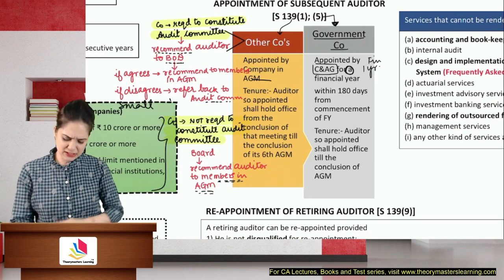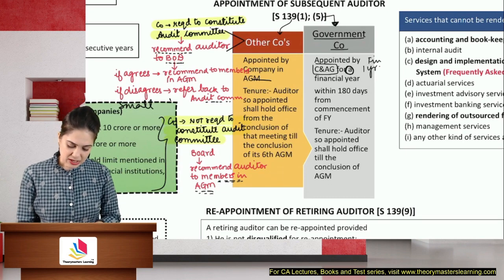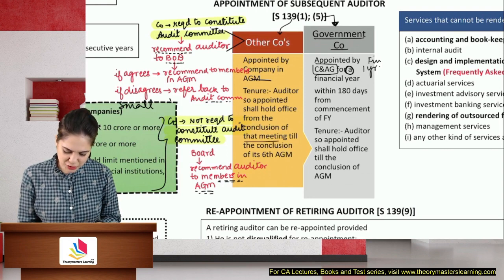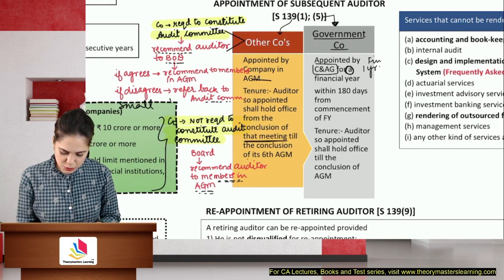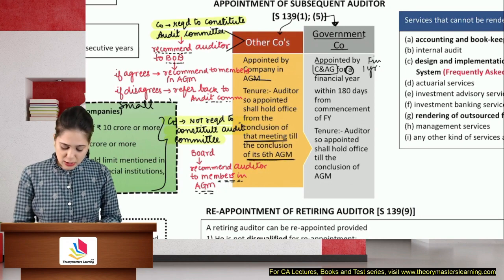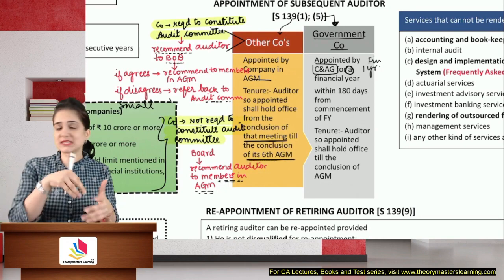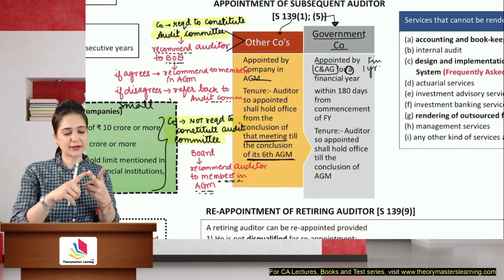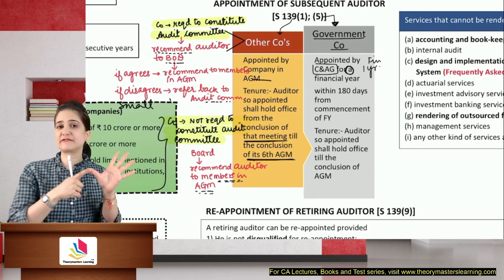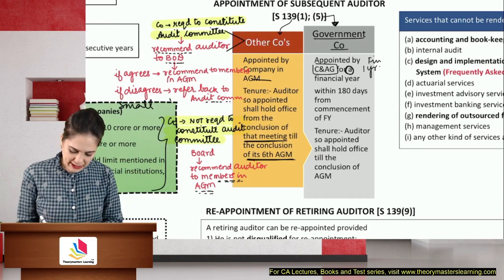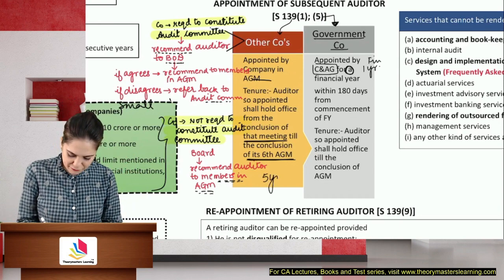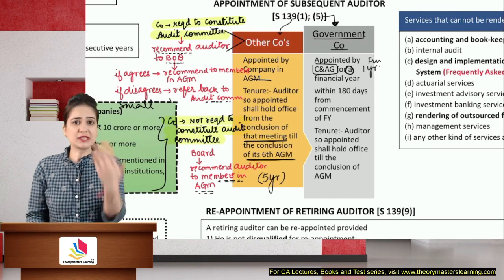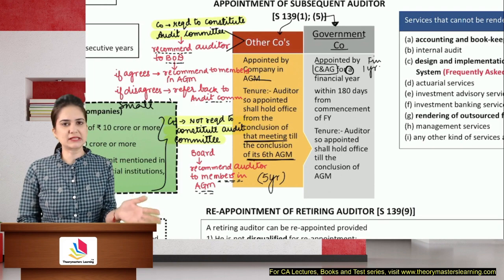In case of other companies, we will see the term of auditor. He will hold office from the conclusion of that meeting in which he is appointed till the conclusion of the 6th meeting. So from the meeting that he is appointed, that is the first meeting of his office, that is the first year. So first to second, second to third, third to fourth, fourth to fifth, fifth to sixth. This shows that in case of other companies, the auditor is appointed for a term of 5 years. After 5 years are over, you can either reappoint that auditor or appoint someone else in his place.